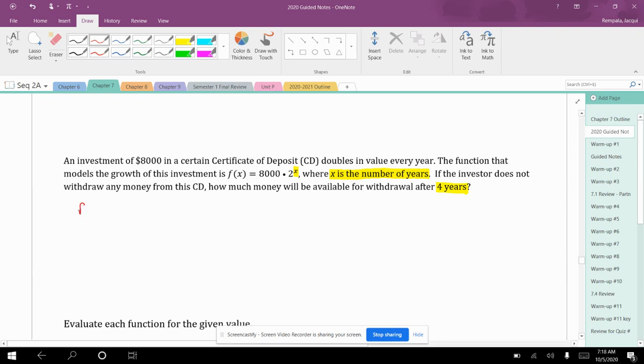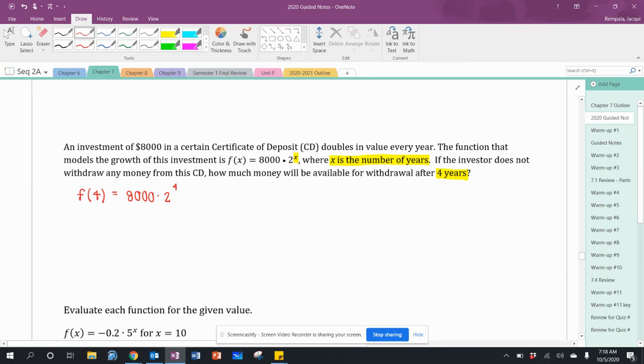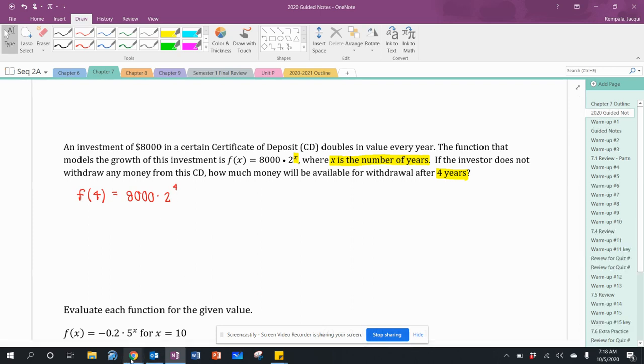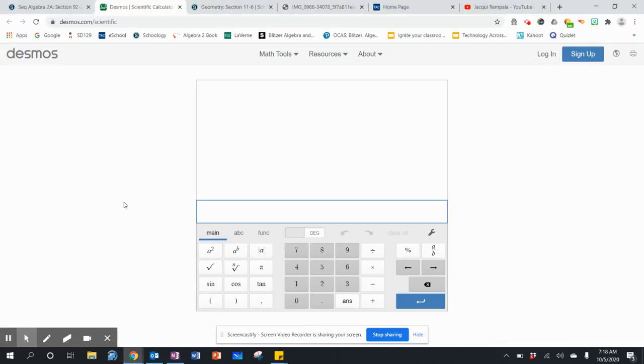So I'm going to then say that it's f of 4 because I'm really going to replace x with the number 4. So then that equals 8,000 times now 2 to the 4th power. And this is where you get to use a calculator. So if you have your calculator on your phone, you can feel free to use that. Remember, we do technically have a calculator if you clicked on the calculator from my classroom Bitmoji.